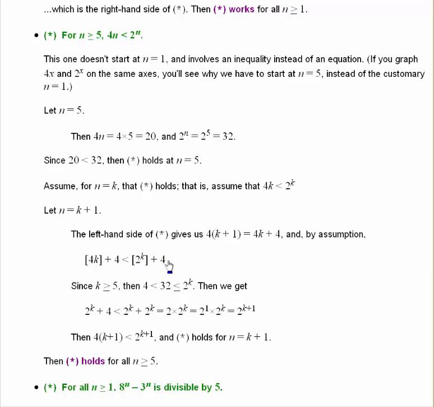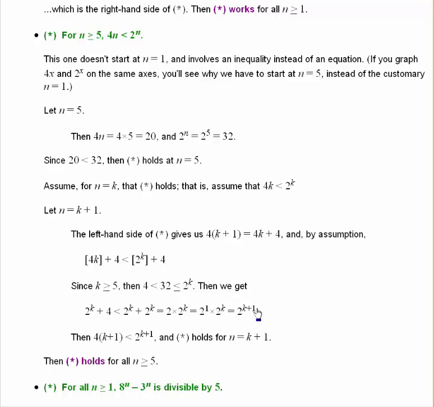Then we want to show that 2 to the k plus 4 is less than 2 to the power k plus 1. All right. But when k is bigger than or equal to 5, 4 is less than 32, which is less than or equal to 2 to the k, because k is bigger than or equal to 5. So that means, since 4 is less than 2 to the k, the right-hand side here is less than 2 to the k plus 2 to the k. Okay, that's 2 times 2 to the k. That's the same as 2 to the k plus 1.